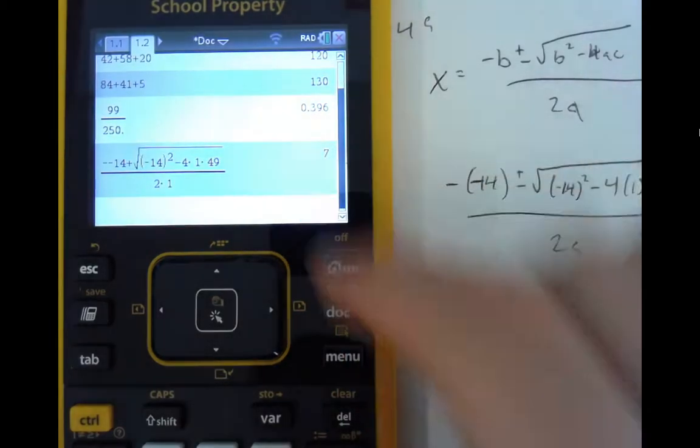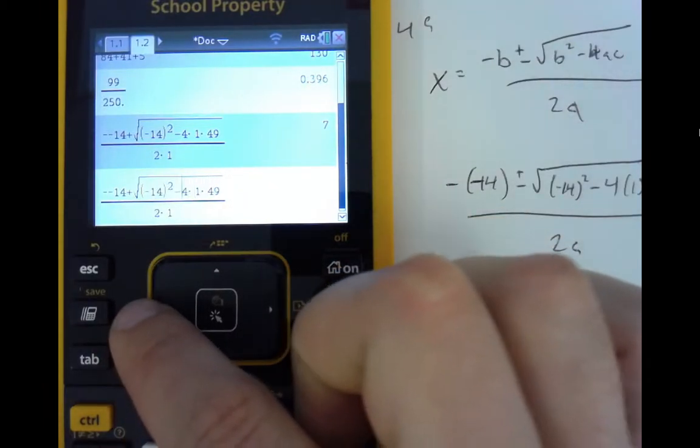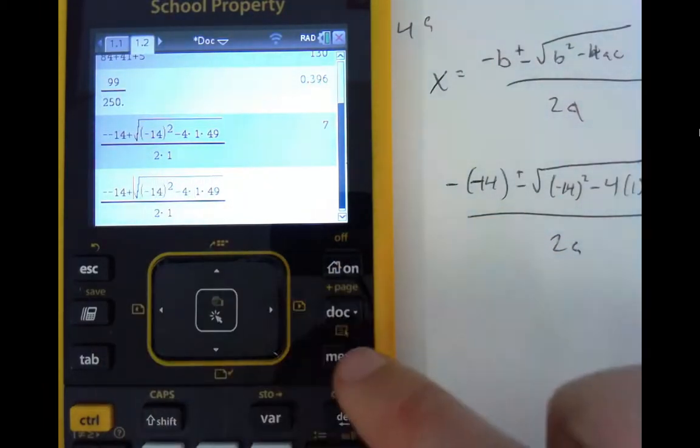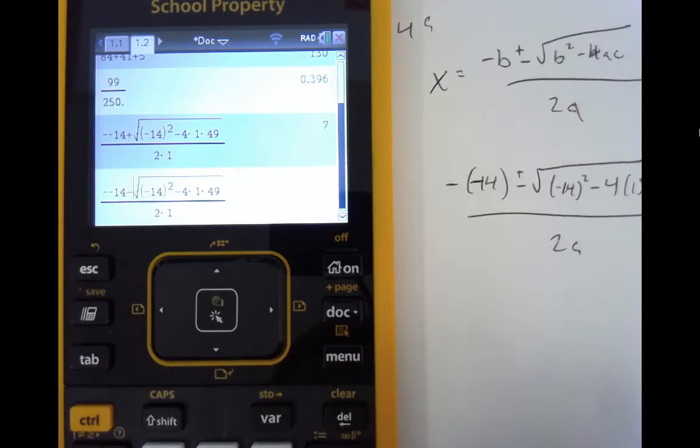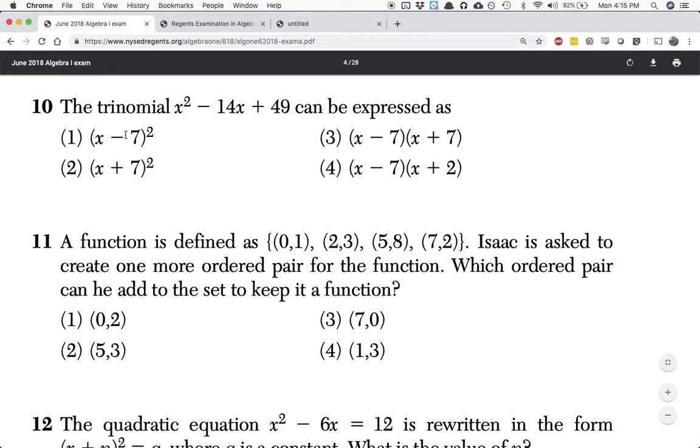My first answer is 7. Come back over here, switch this positive to a negative. My second answer is also 7. If my roots are positive 7, it means that my factor is going to be x minus 7. Again, I got answer choice 1.